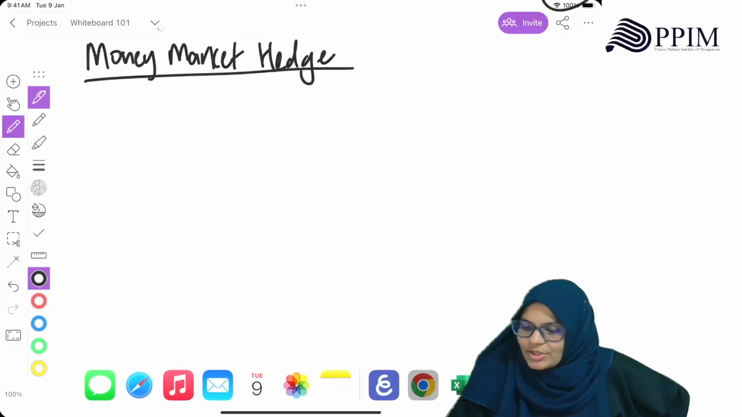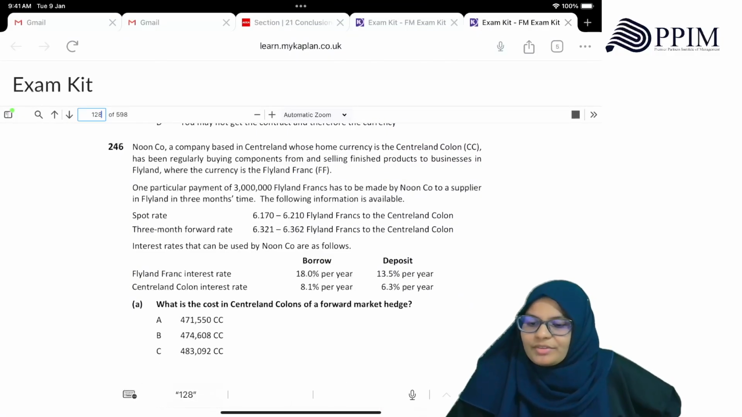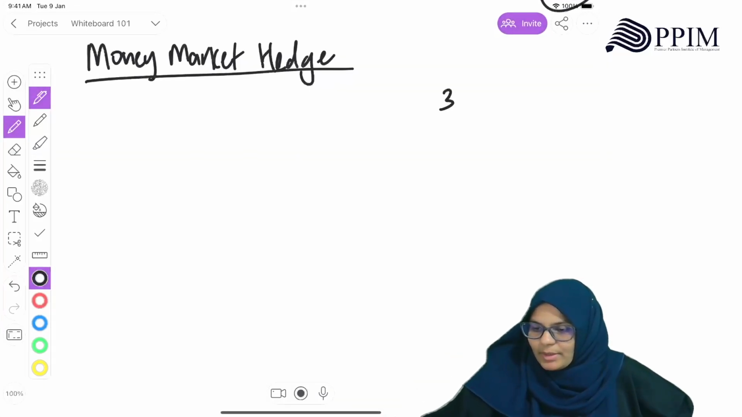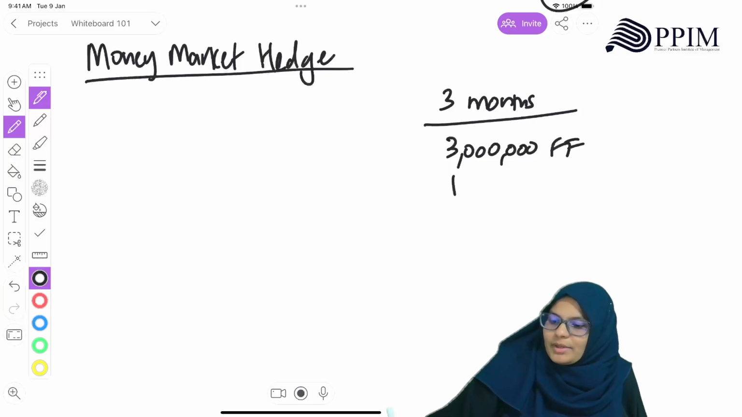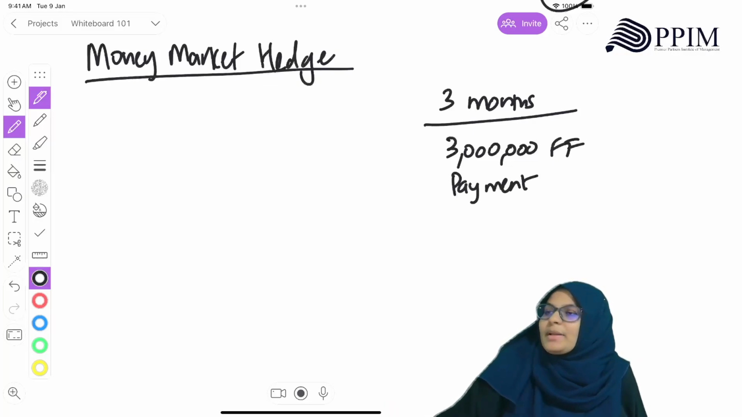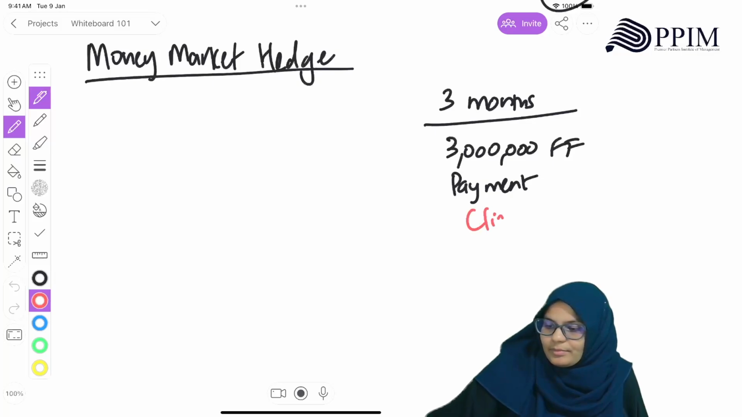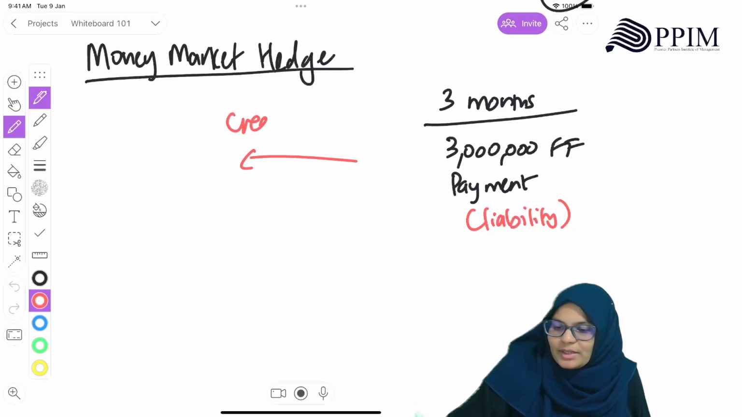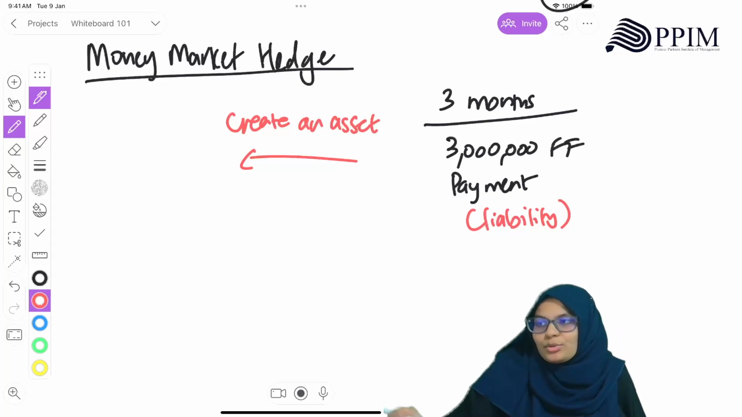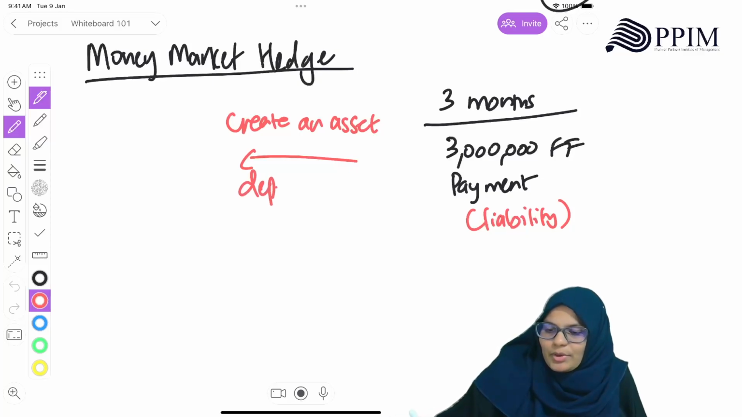So what is the transaction we're talking about? We're talking about a payment of 3 million Flyland francs in 3 months' time. So in 3 months, we have to pay 3 million Flyland francs. Okay, payment. Payment means this is a liability. So today you have to do the opposite. You will have to create an asset. So creating an asset means two things can be done. Either you deposit or you can borrow. Borrowing is a liability. So here you need to deposit.